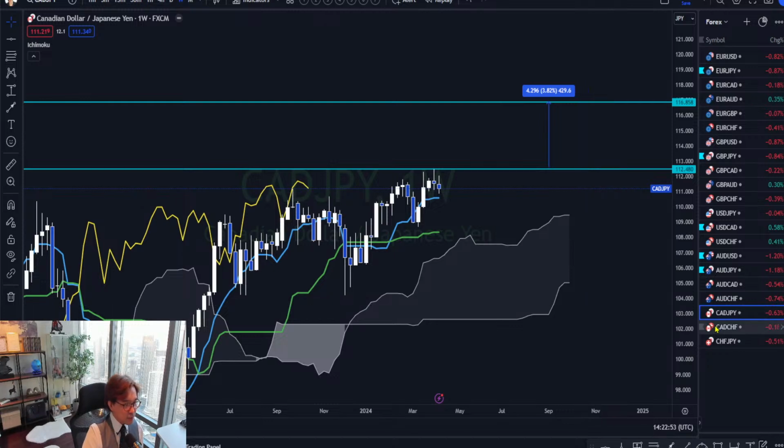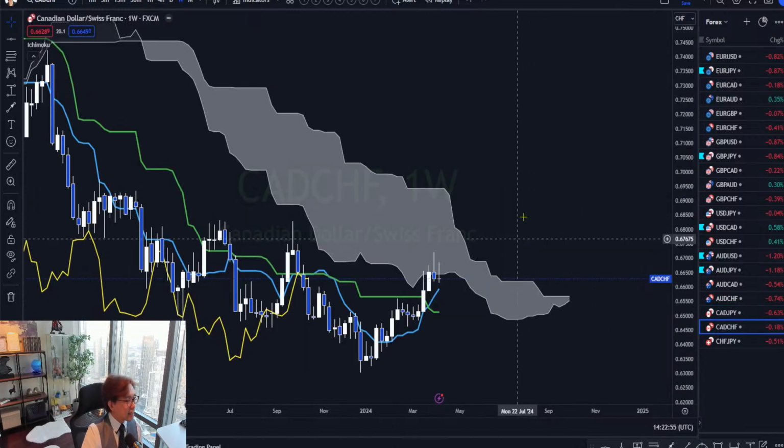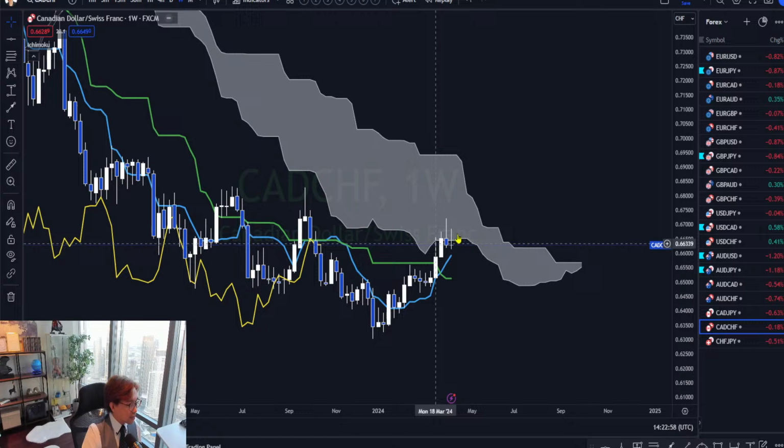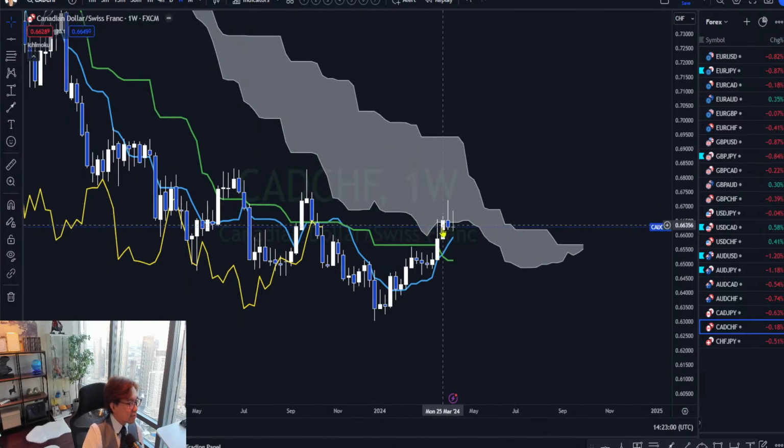Okay, yeah, so next is CAD Swiss franc. This market has been supported by the Kumo and this is ranging. So this doesn't look the best to me to trade. For now, I just monitor and continuously stay away from this market.